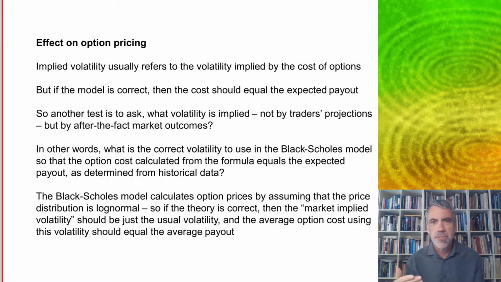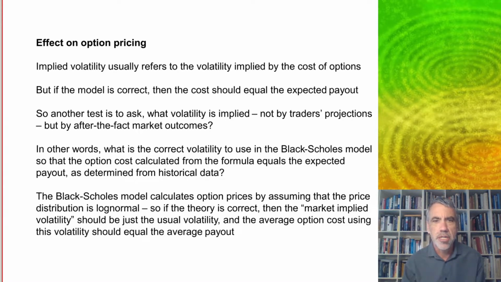When we talk about implied volatility, usually it refers to the volatility which is implied by the cost of options. But if the model is correct, then the cost should always equal the expected payout, in theory. So another test is to ask what volatility is implied not by traders' projections about the future, but by after-the-fact market outcomes. In other words, what is the correct volatility to use in the Black-Scholes model so that the option cost calculated from the formula equals the expected payout as determined from historical data?